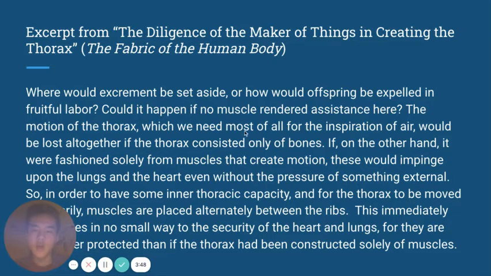So first he says, well, if the thorax is only bones, there's going to be no movement at all. So the thorax is not going to work. On the other hand, if it's only muscle, there's not going to be any structure. So the thorax also isn't going to work. So he draws a conclusion. In order to have some inner thoracic capacity and for the thorax to be moved voluntarily, muscles are placed alternatively between the ribs. Now, this would actually be an example of inductive reasoning.